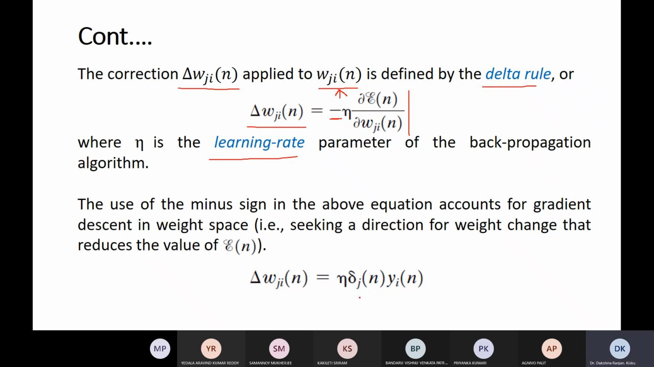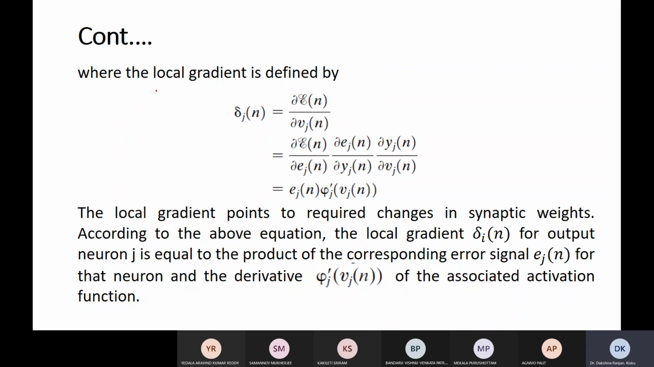Eta is the learning rate, del j(n), and here we obtain the del j(n), which is multiplied by the input y_i(n). So here the local gradient is defined by this del j(n), which is given by this derivation. Finally, when we took these derivations, we can reach this final combination of error at neuron j and activation. This is the activation phi dash j, which is defined over this induced input.